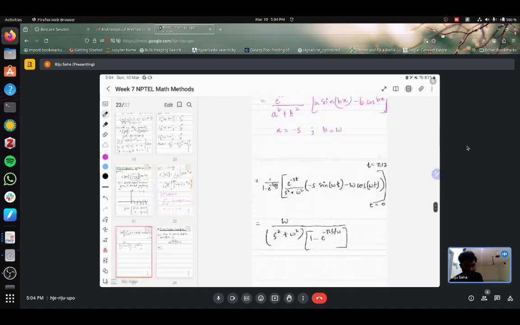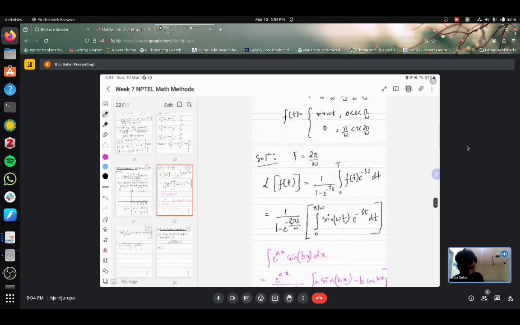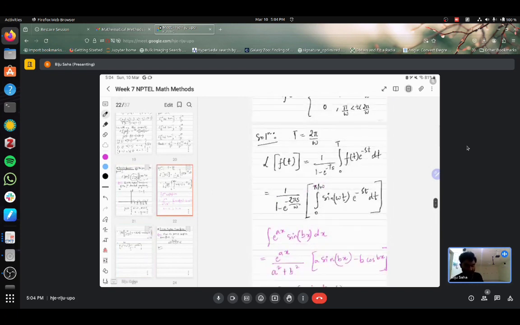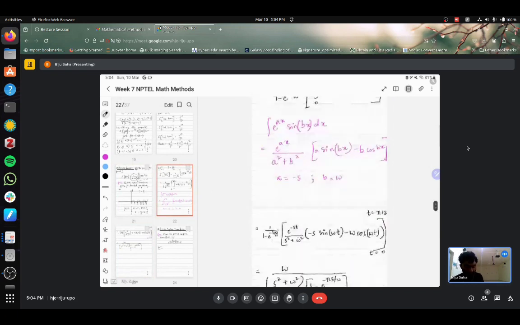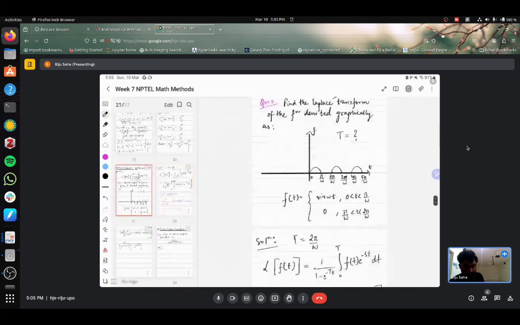Also, it has no meaning to carry out the integration from 0 to infinity, because ultimately the function repeats, intuitively. Mathematically, putting t equal to infinity gives sine infinity and cos infinity, which would diverge, so that would not make any sense. Whenever you see a periodic function, find the period and then carry out the integration within that period.